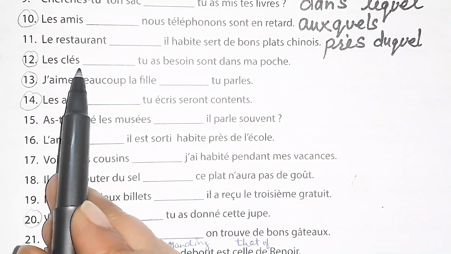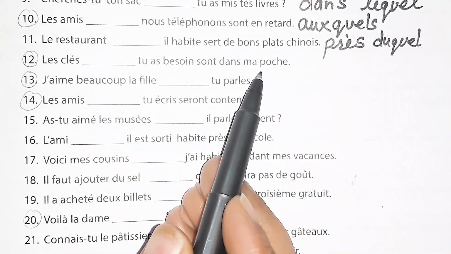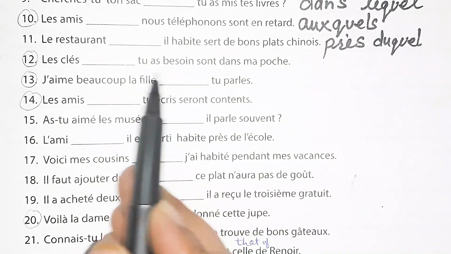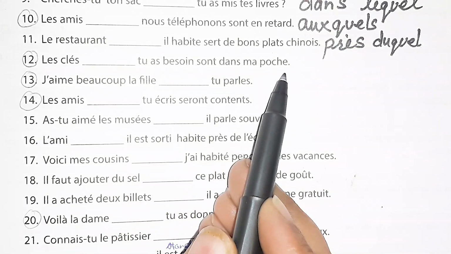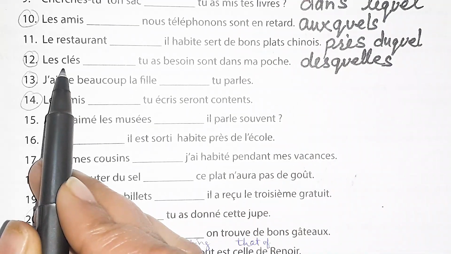Okay, les clés dash tu as besoin sont dans ma poche. That means the keys you need of, okay, avoir besoin de, you need of are in my pocket. So we'll use desquelles because this time the word is feminine plural.